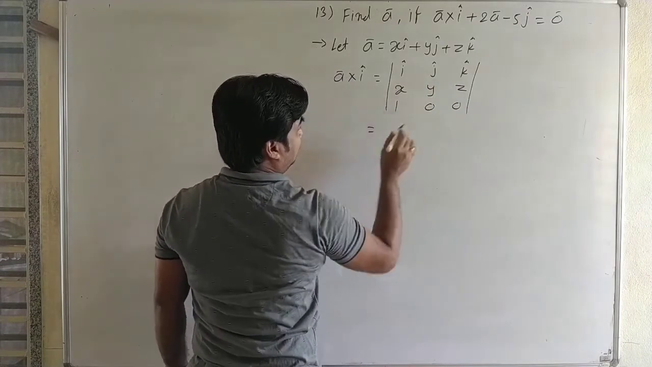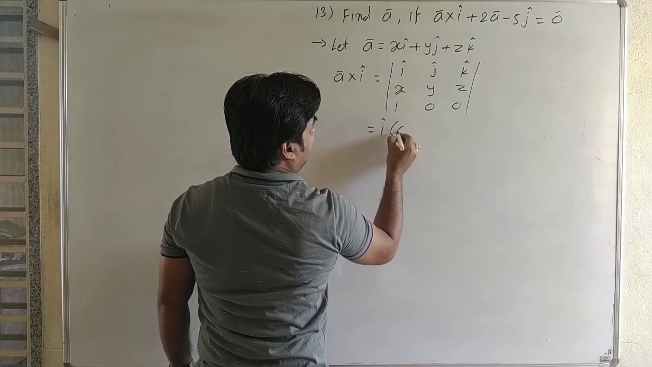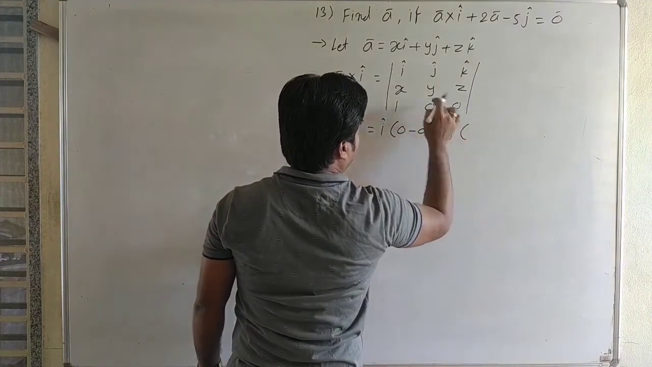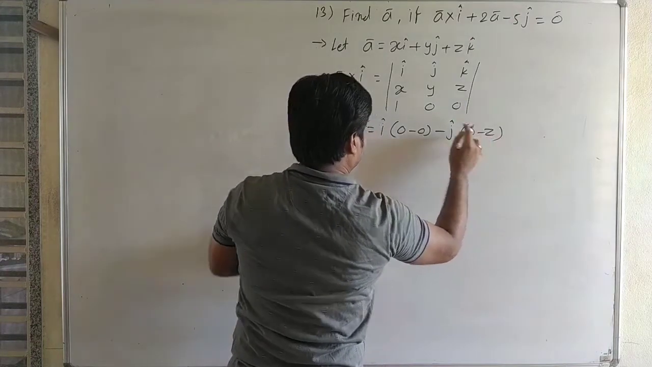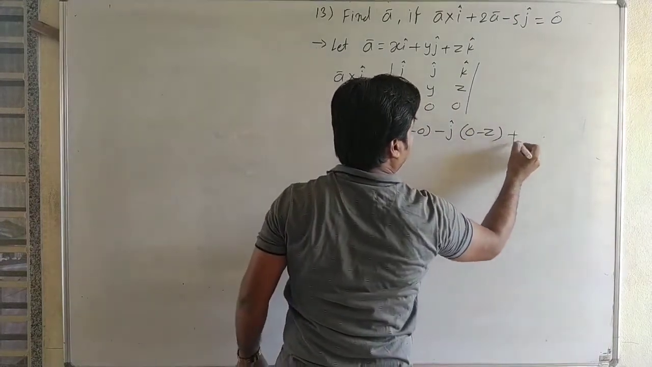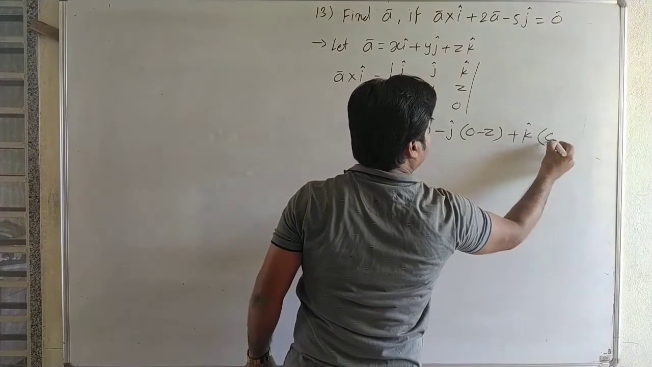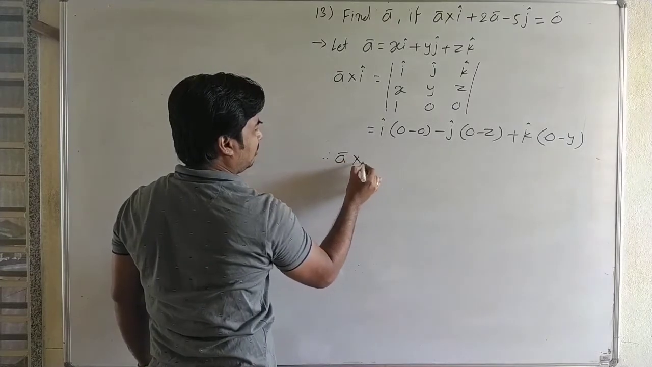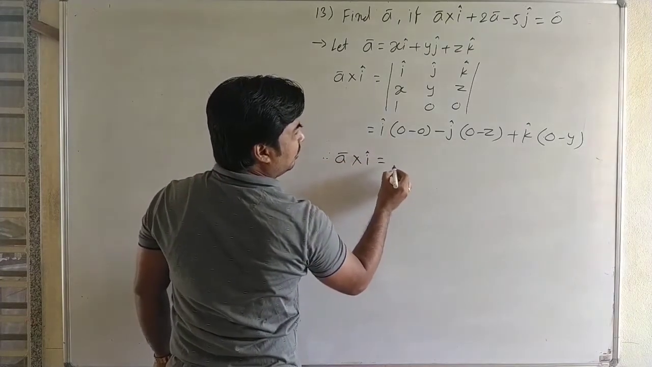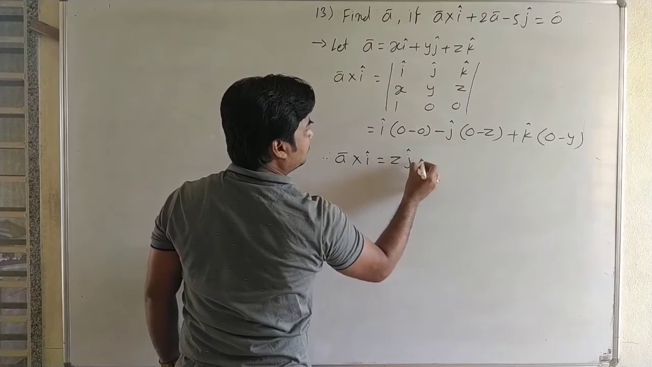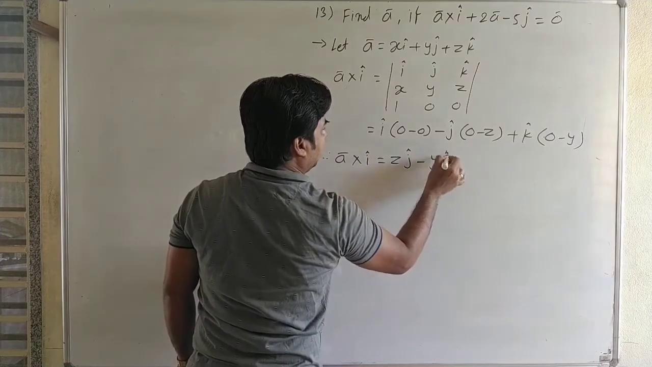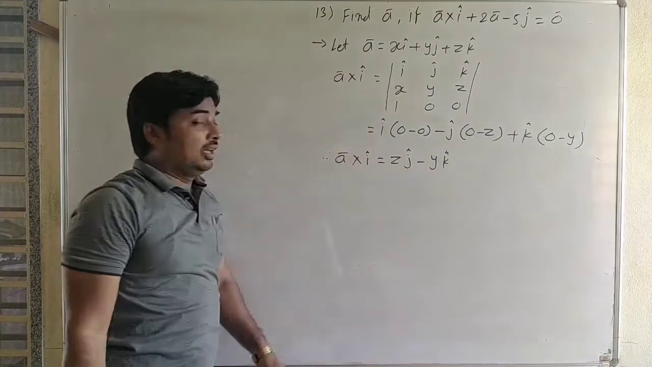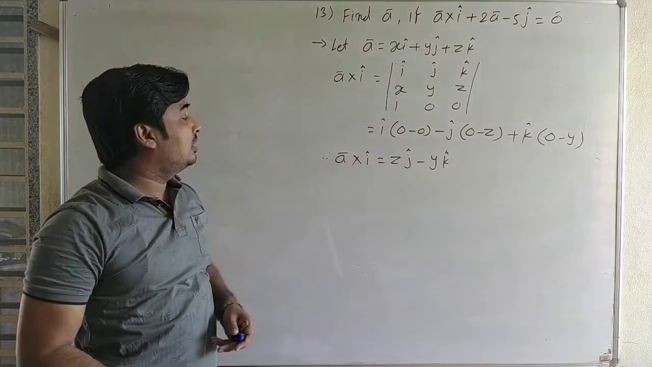Now we take the determinant. It is a 0 minus 0, minus j cap into 0 minus z, it is 0 minus z, and plus k cap into 0 minus y. Therefore we can write a bar cross i cap is equal to z j cap minus y k cap. It is 0, it is minus minus z, it is plus z, it is minus y. It is the value of a bar cross i cap.